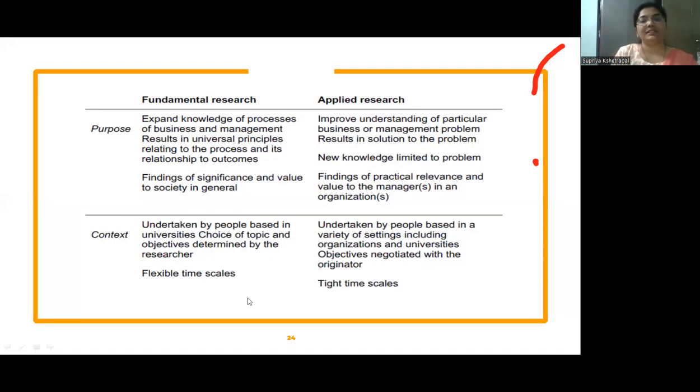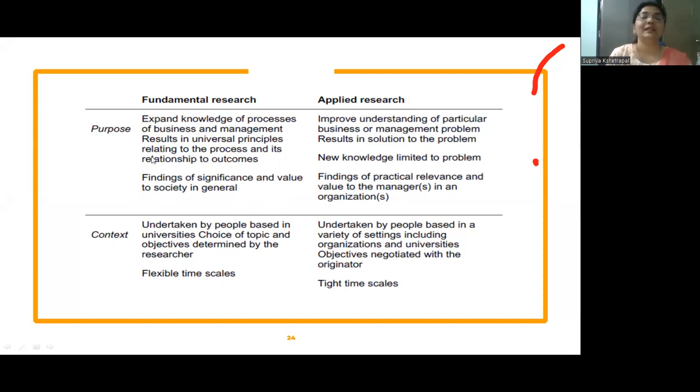Now here let us see the difference between the fundamental and the applied research. Now let us see the purpose of this fundamental research: to expand knowledge of the process, okay, not only for business management or any rules, so result in the universal principles relating to the process and relationship to the outcomes, okay, finding of significance and value to society in general.